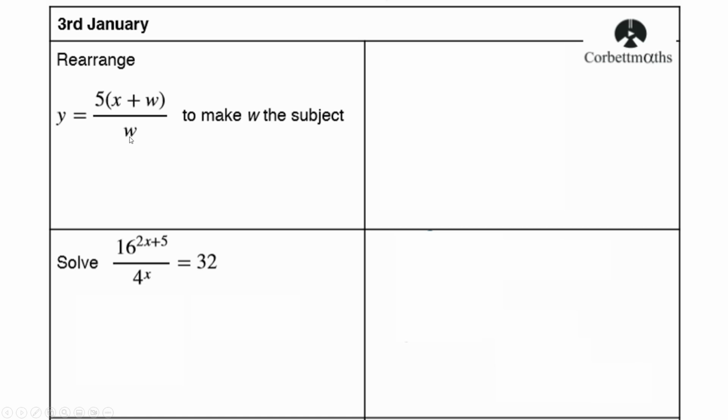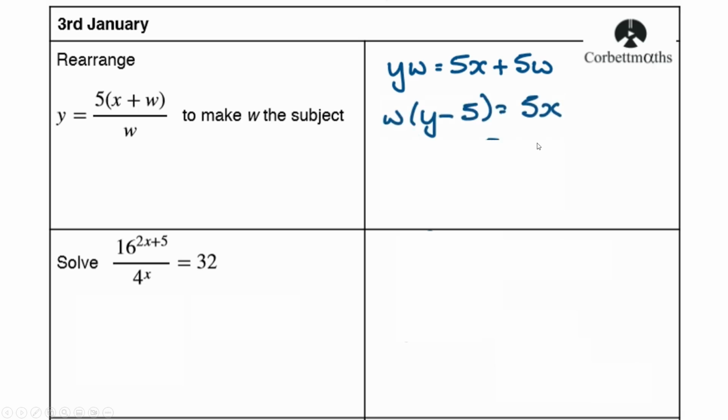Well, I'm going to get rid of the denominator first, so multiply both sides by W, which gives me YW equals 5x plus 5W. Collect all the W's on the left, all the terms with W in, I should say, and everything that doesn't have a W in on the right. So that's going to give me this here. You'll notice I've factorised already. Divide by y minus 5, and that's given me W on its own is equal to 5x over y minus 5. Nice, easy question to get us going today.